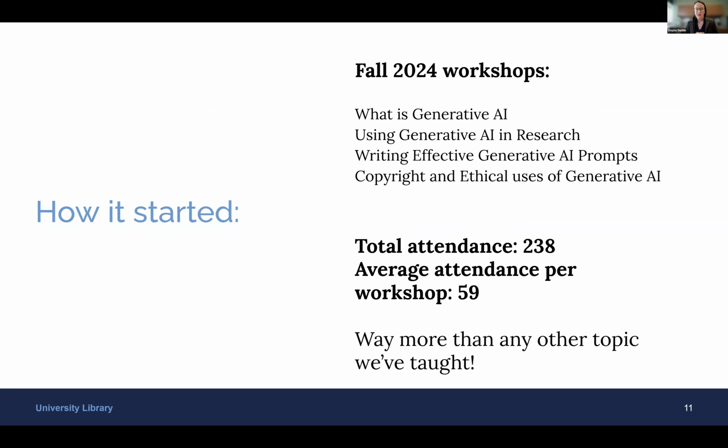So we did 4. Our total attendance across those 4 workshops was 238 people. So averaging 59 to 60 people per workshop, which is way more than any topic we have ever taught on, I think. We might have reached that cap a few times, but not in any kind of reliable way. So obviously there was a real appetite for workshops on this topic at our campus.